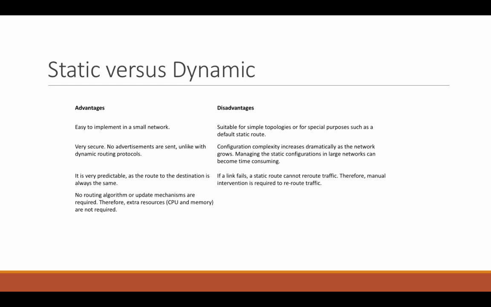The disadvantages of a static route is that they're suitable for simple topologies for special purposes such as a default static route. Configuration complexity increases dramatically as the network grows, and managing static configurations in large networks can become time consuming. If a link was to fail, a static route can't reroute traffic, therefore a manual intervention is required to reroute the traffic, which again is very time consuming and not very effective when it comes to SLAs either.